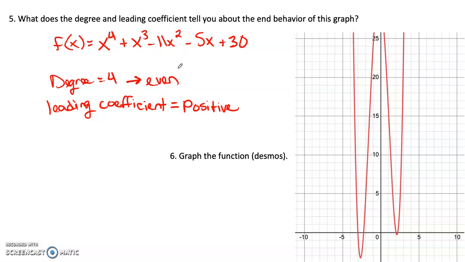we know that as x goes to negative infinity, y is going to positive infinity. As x is going to positive infinity, y is going to positive infinity. We know that both the ends or the tails of this function will be going up. And that's exactly what's shown if I put this into Desmos and graph it.